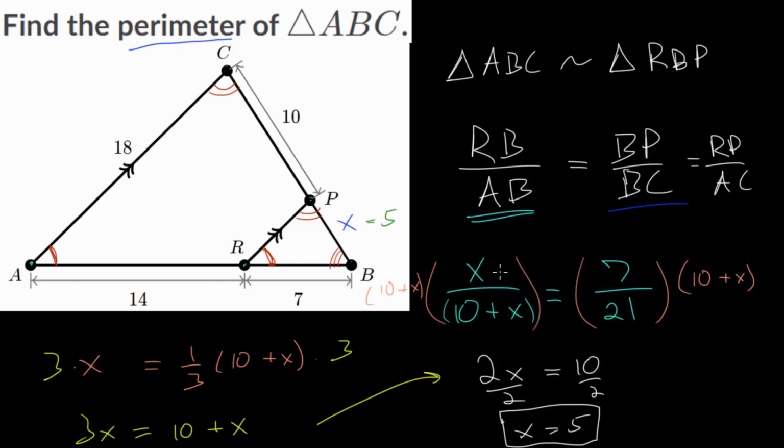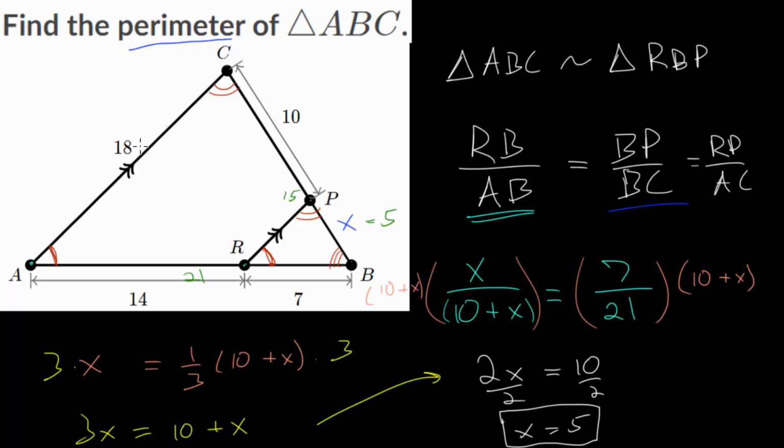And this should make sense, because notice that the small triangle compared to the big triangle is 1/3 of the size of the big one. Or in other words, we take the small side and multiply it by 3 to get the big side. Remember, this length here, AB, is 21, and this length here, RB, is 7. Whereas this length here, CB, that is 15, and this length here is 5. So from each of these smaller sides, we multiply it by 3 to get the bigger triangle.